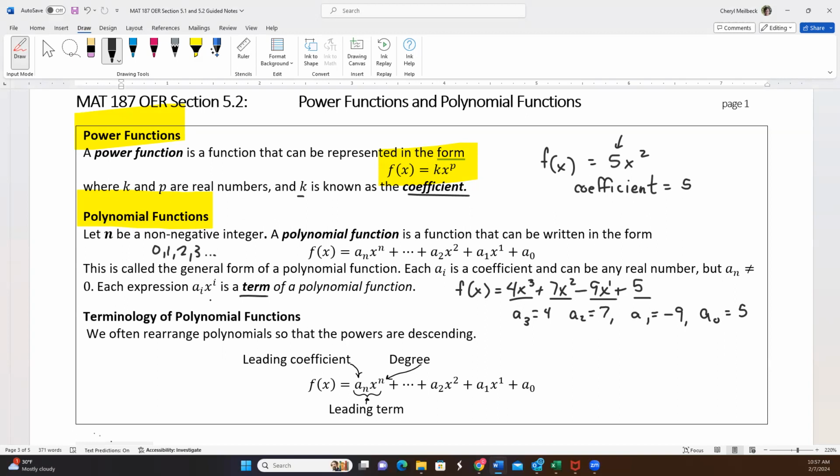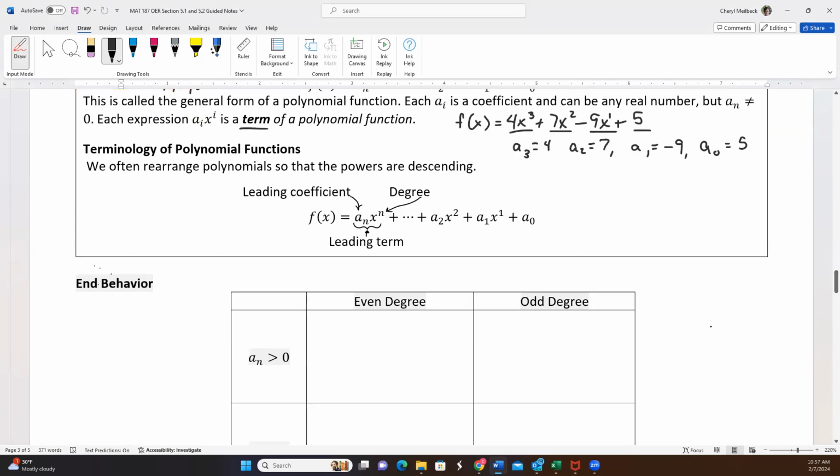Now, other terminology for polynomial functions. We often rearrange polynomial functions to put the highest power first. We call the highest power the degree of the function. And the term that contains the highest power is called the leading term. And the coefficient of that leading term is called the leading coefficient. So once again, if we looked up here, my lead term would be the 4x cubed, and the leading coefficient would be 4. And the degree of the polynomial is 3.